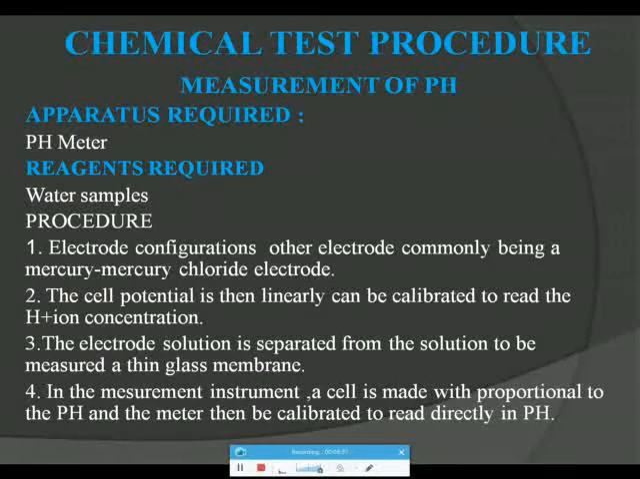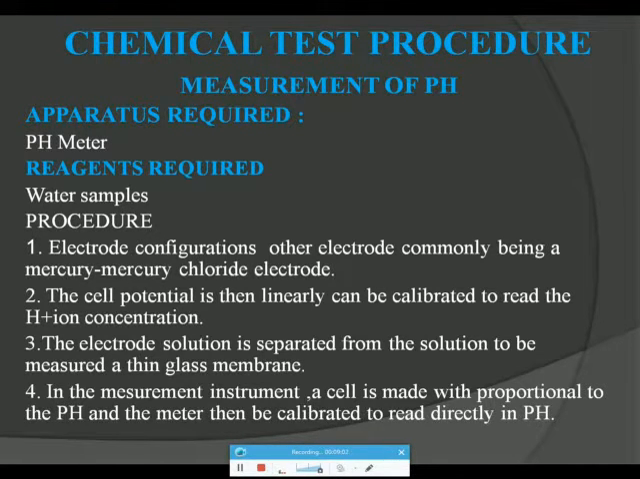Chemical test procedure. Measurement of pH. Apparatus: pH meter. Reagent requirement: water sample. Procedure: electrodes commonly used are a mercury chloride and mercury electrolyte. The cell potential is linear and can be calibrated to read the H+ ion concentration.